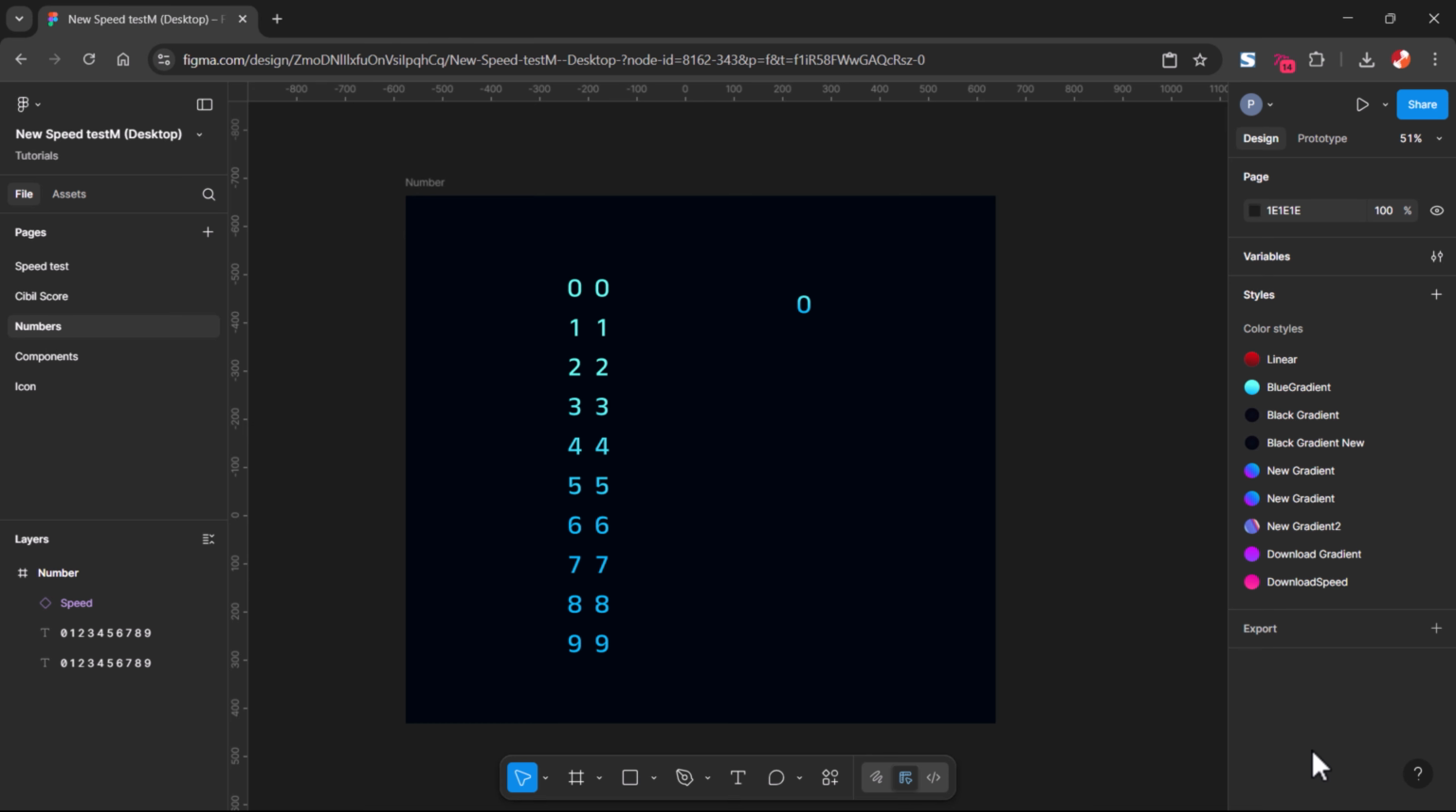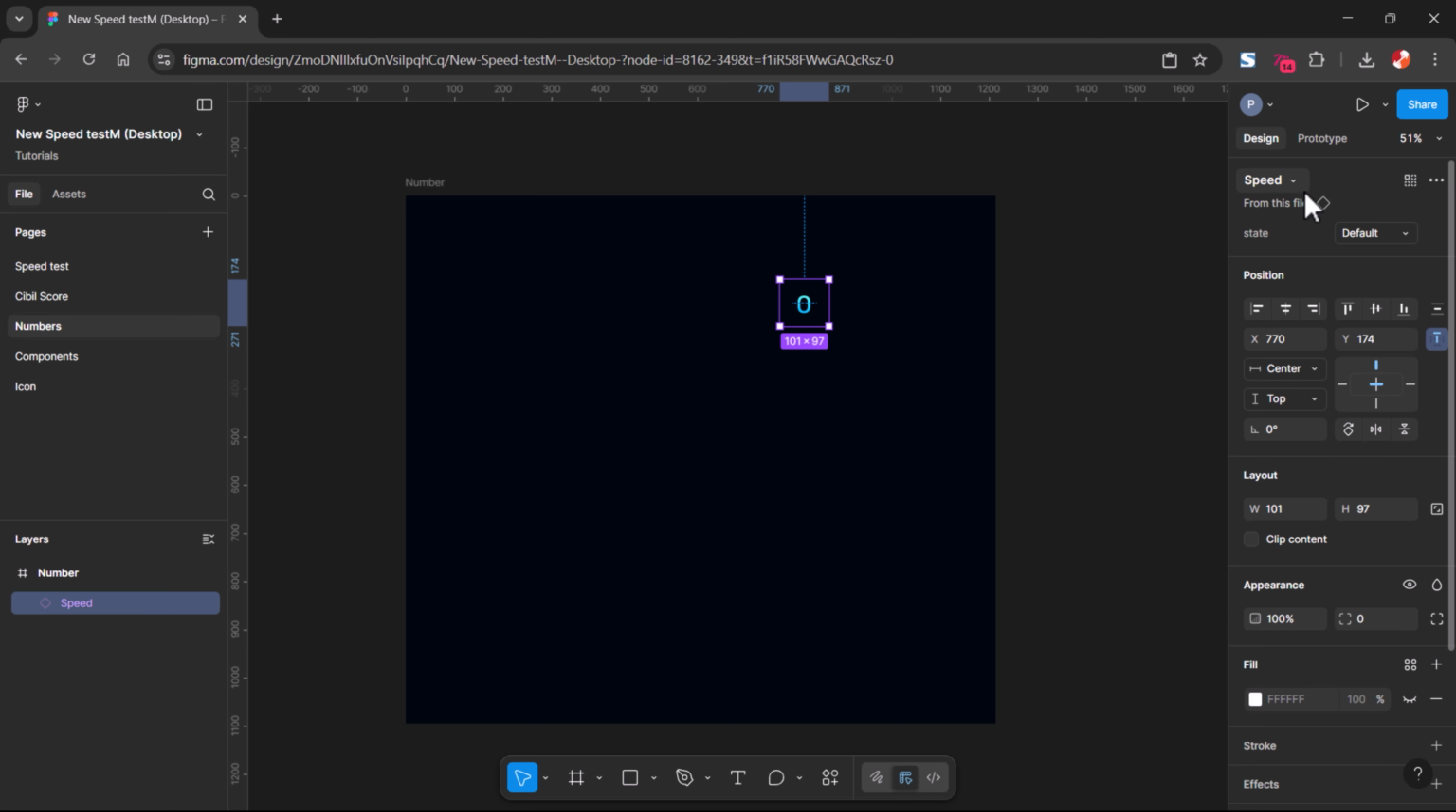The second thing is animating numbers. Most designers use numbers and move them by masking, but the animation doesn't look realistic. So I used variables.